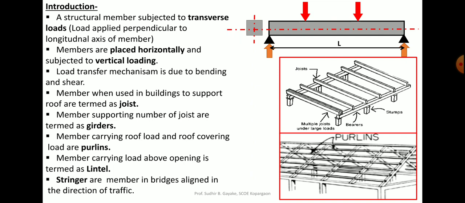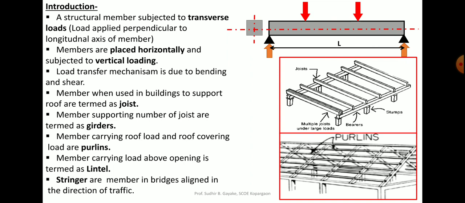These members are usually placed horizontally and subjected to vertical loading. So in this case you can understand this is a horizontal member subjected to certain vertical loads, and these are commonly called beam sections. Usually in reinforced concrete structures these are defined as beam sections, but in steel structures or industrial buildings, various terms are adopted for flexural members or beam members. So one by one we are going to see those terms.